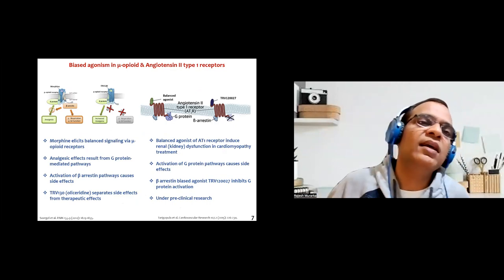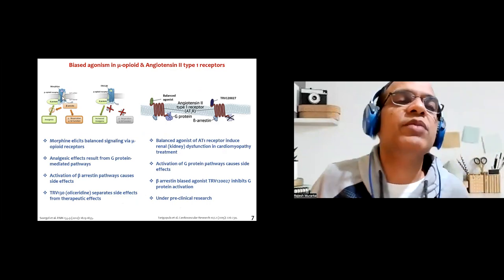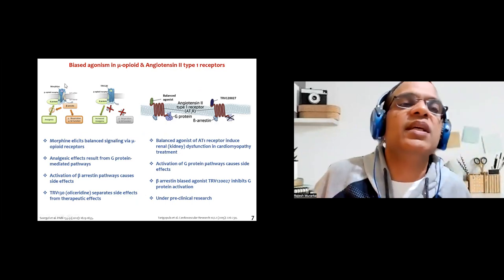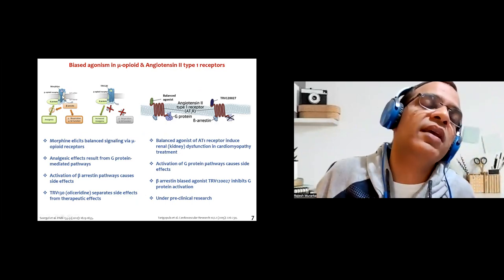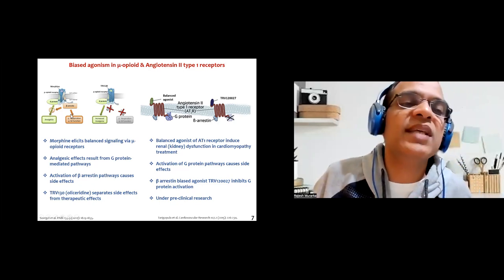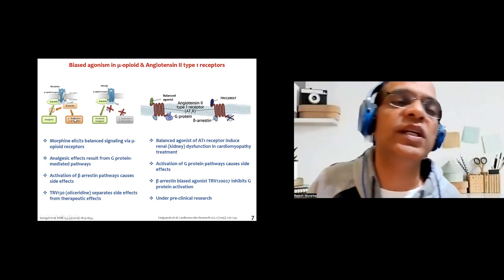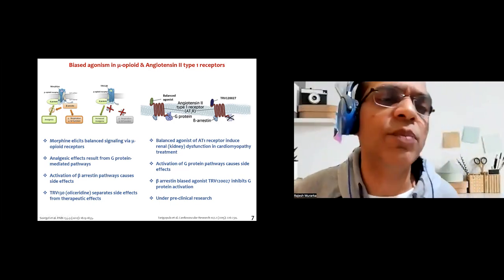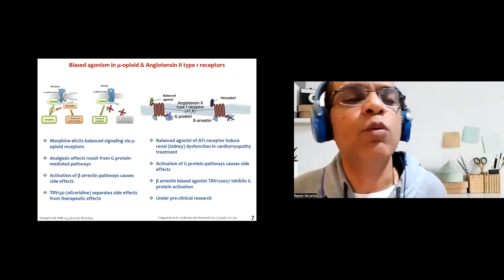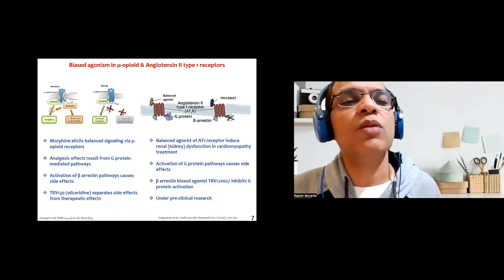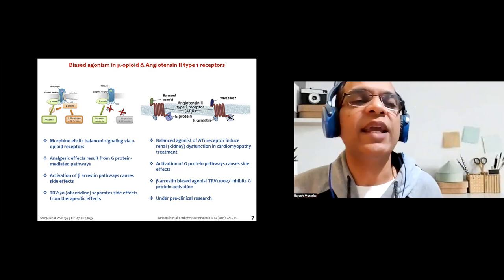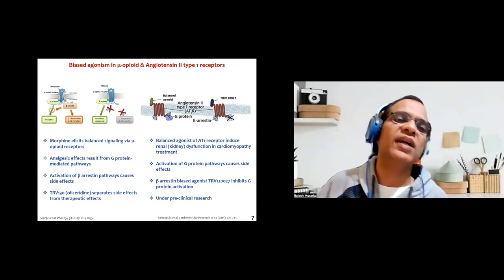But the problem is that when morphine binds to its receptor, the mu opioid receptor, which is a class A GPCR, the therapeutic effect is through G protein signaling. But the adverse side effects are, as we know, respiratory problems, constipation, and GI function dysregulation. Why do we get these adverse side effects? Because morphine activates both the G protein signaling and beta arrestin signaling uniformly. So it cannot separate G protein signaling from the beta arrestin signaling.